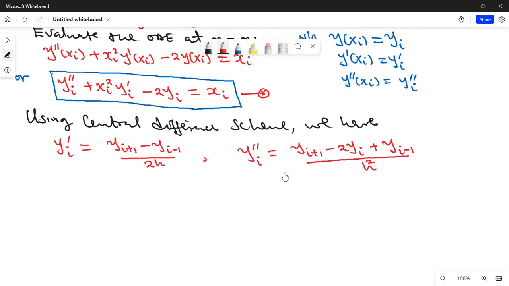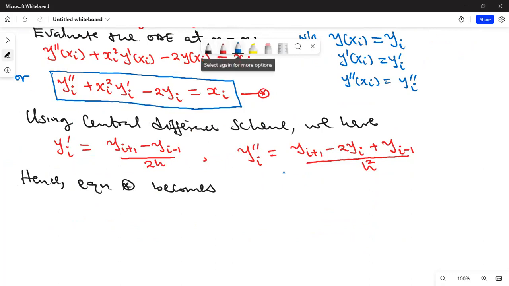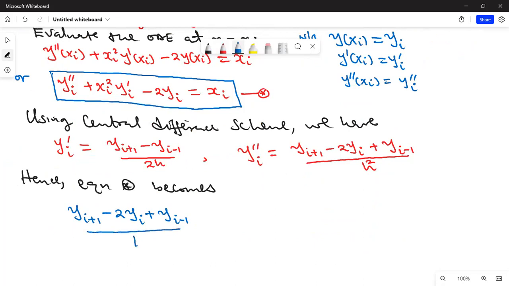So our equation star becomes, hence, yi plus 1 minus 2yi plus yi minus 1, everything over h squared, that is the second derivative, then plus xi squared into yi plus 1 minus yi minus 1 over 2h, then minus 2yi is equal to xi.